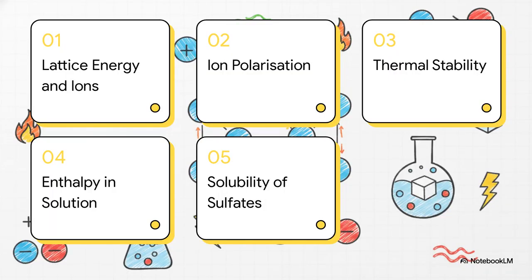To crack this mystery, our explainer today is going to walk through 5 key areas. We'll cover lattice energy and ions, the power of ion polarization, thermal stability under fire, enthalpy changes in solution, and finally, the solubility of sulfates.